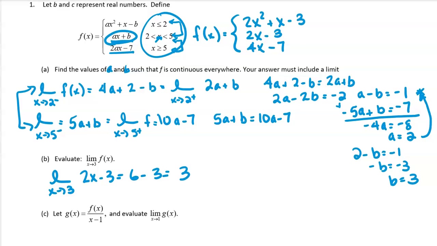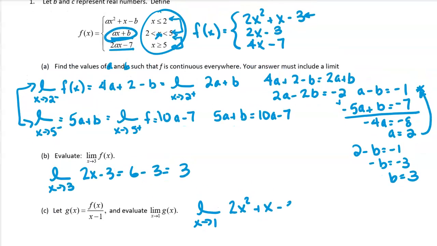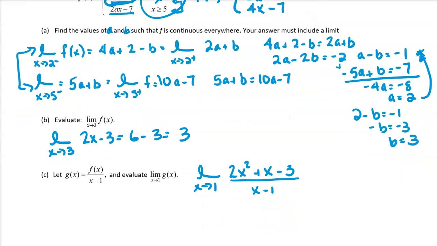x is approaching 1, so I'm definitely up here on this equation. So the limit as x approaches 1 of 2x squared plus x minus 3 over x minus 1. So let's see, I clearly have 0 in the denominator. In the numerator, do I have 0 as well? I do, so I need to take action. And if I factor this into 2x plus 3 and x minus 1, that's pretty good taking action if you ask me. Cancel out the x minus 1's, and the limit as x approaches 1 is 5. Okay, let's keep going.